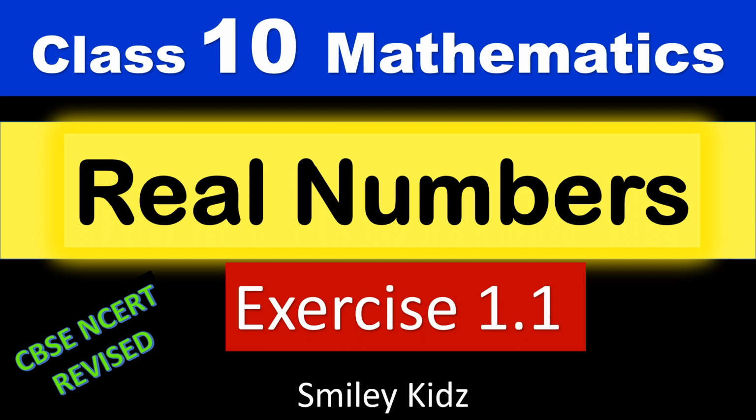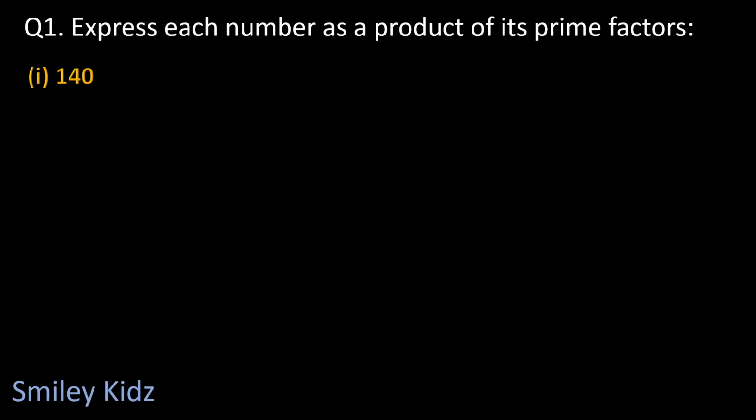Today we're going to deal with the topic real numbers and we're going to solve exercise 1.1 of NCERT. So let's get started. Question number 1. Express each number as a product of its prime factors. In that we have the first sub-question as 140.